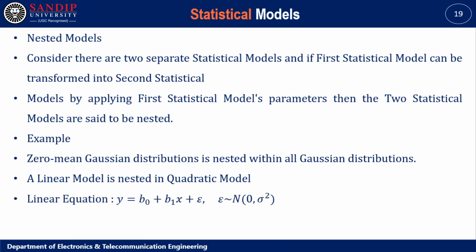Linear equation: y is equal to b0 plus b1x plus epsilon, where epsilon belongs to N(0, sigma squared). Quadratic equation: y is equal to b0 plus b1x plus b2x squared plus epsilon, where epsilon is approximately equal to N(0, sigma squared).